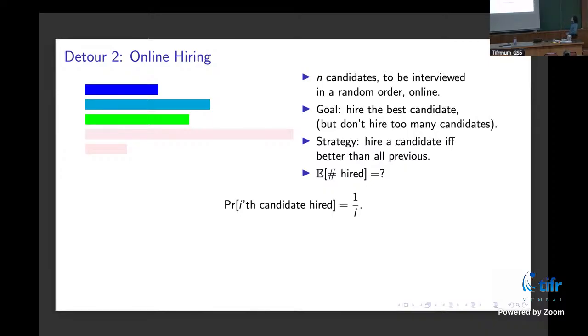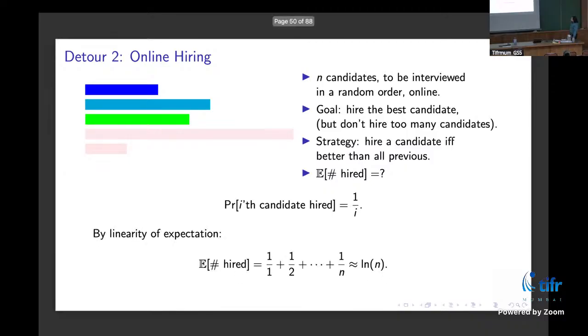So let's ask the question, what is the probability that the ith candidate is hired? Well, if we condition on the set of the first i candidates that arrive, they arrive in a uniformly random order. So the probability that the best one out of that set arrives in the ith position is 1 over i. And that's exactly when we'll hire the ith candidate. So therefore, the probability that we hire the ith candidate is 1 over i.